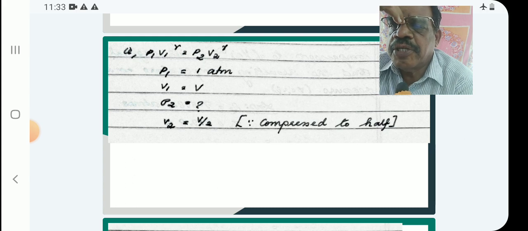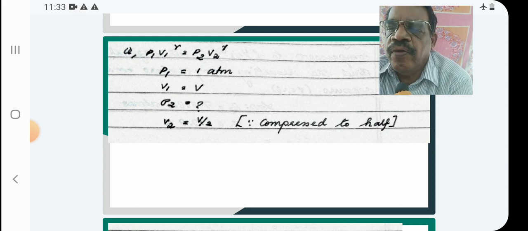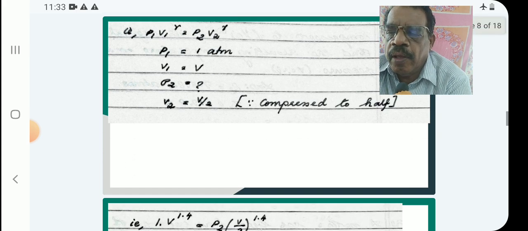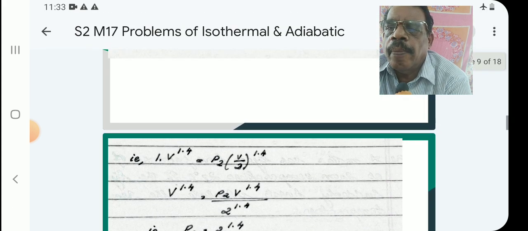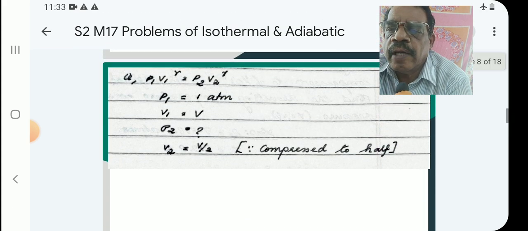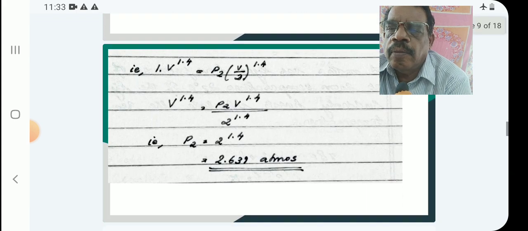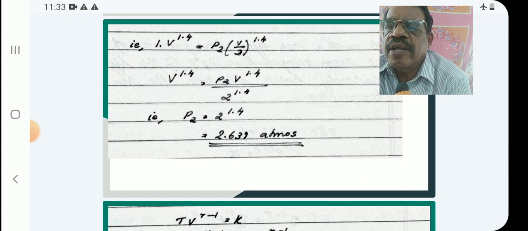What do we need to find? The pressure. So V2 is V/2, compressed to half the volume. So P2 is what we need to find. Now we can substitute: P2 is the question mark. So 1 into V1 raised to 1.4 equals P2 into V/2 raised to 1.4. So V raised to 1.4 is P2 into V raised to 1.4 by 2 raised to 1.4.